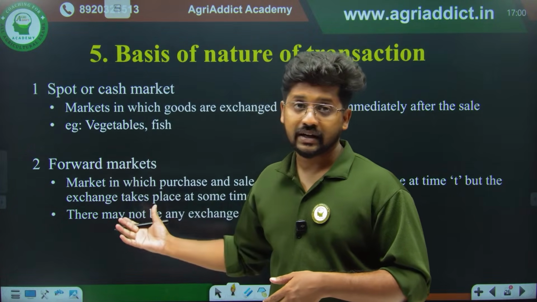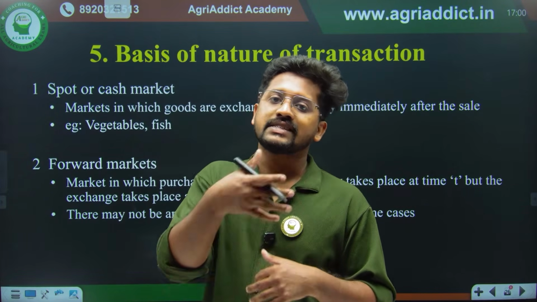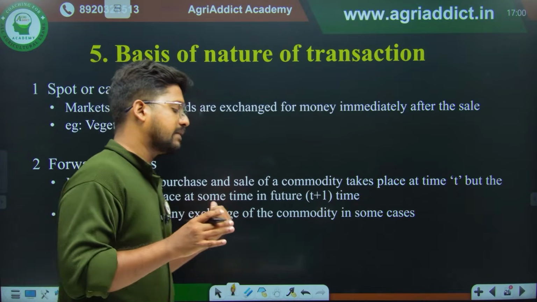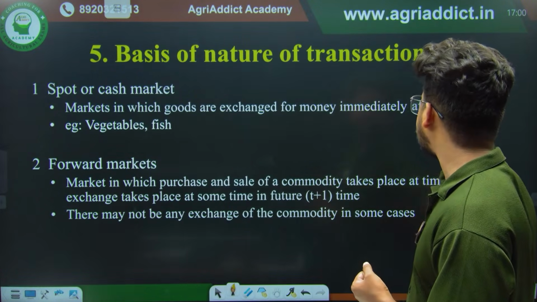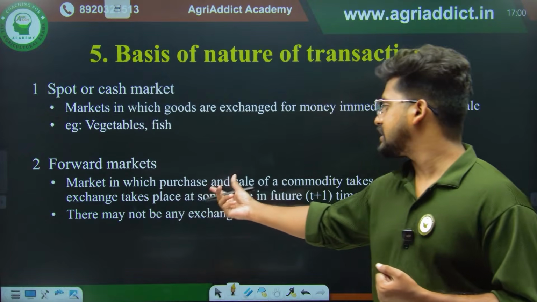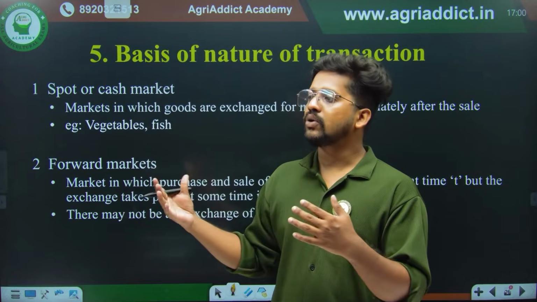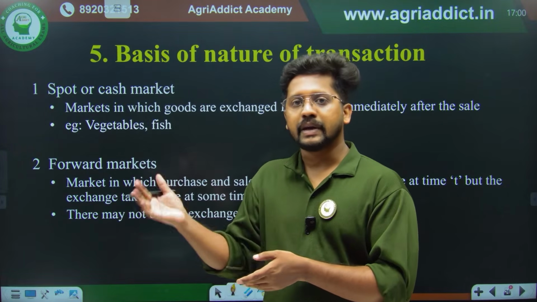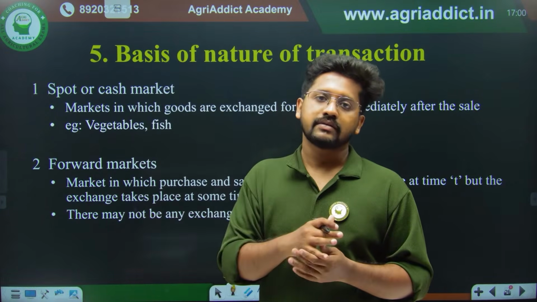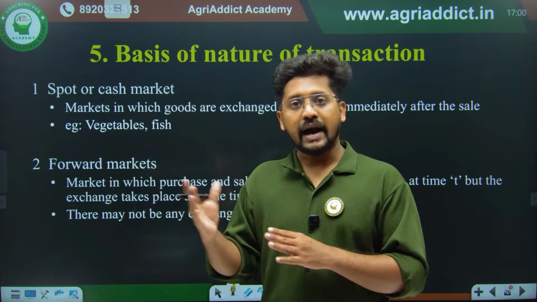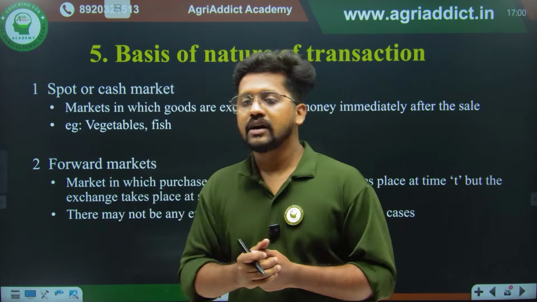Second one, forward market. What is a forward market? Here there is a time lag between the price payment and the delivery of the product. Such a market can be called a forward market. It is a market in which purchase and sale of a commodity is agreed at time t, but the exchange takes place at some future time. For example, I and a friend go into an agreement where I pay the money, but he says he will deliver the thing after maybe 1 month or 2 months. So the actual delivery happens at a future point of time. Such a market can be called a forward market.